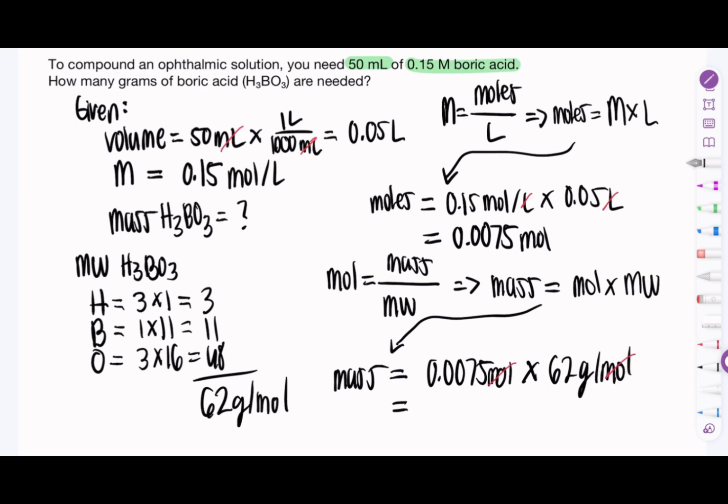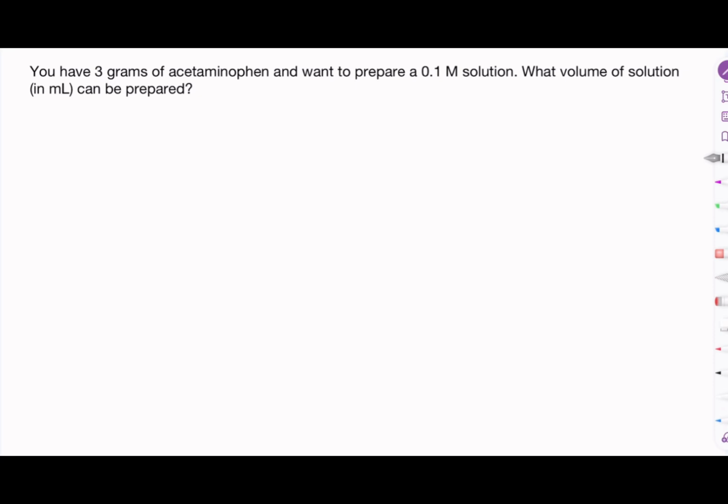So the answer is 0.465 grams, or 0.47 grams. You have 3 grams of acetaminophen and want to prepare a 0.1 molar solution. What volume of solution in milliliters can be prepared?